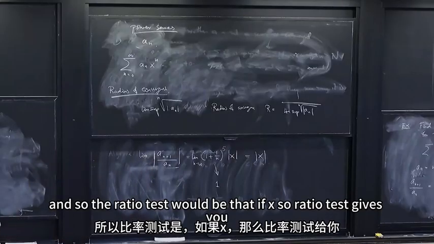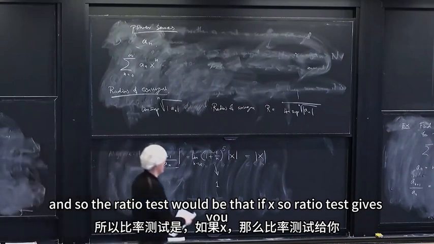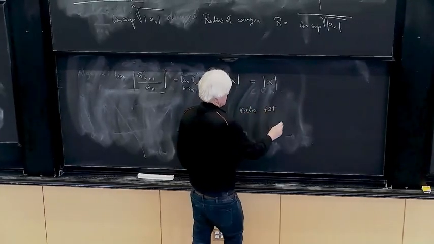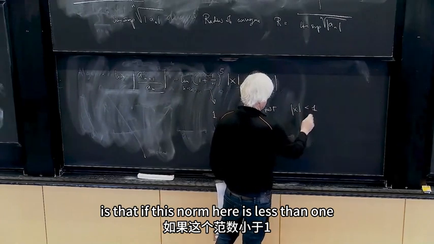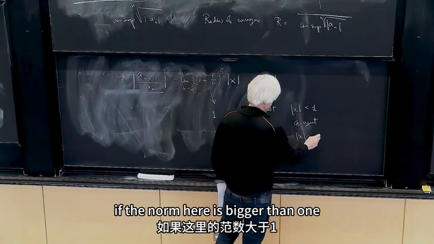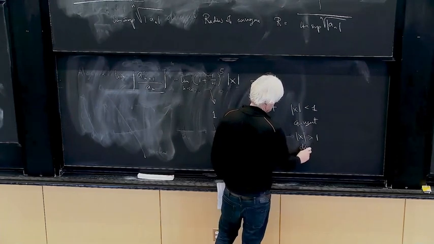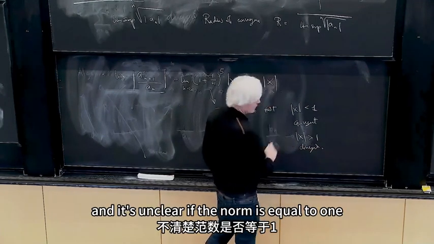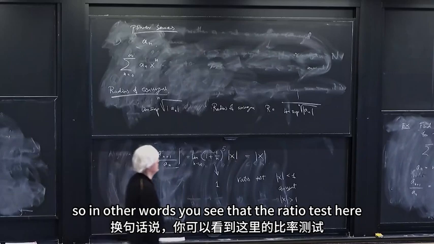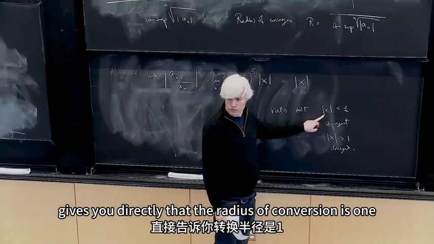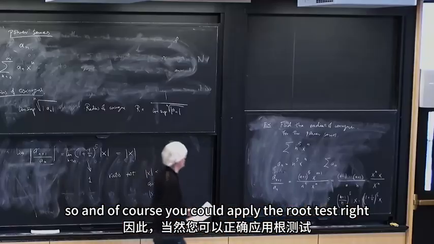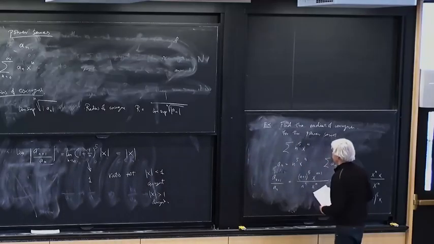And so the ratio test gives you that if this norm here is less than 1, then the series is convergent. If the norm here is bigger than 1, the series is divergent. And it's unclear if the norm is equal to 1. So in other words, you see that the ratio test here gives you directly that the radius of convergence is 1. Right?